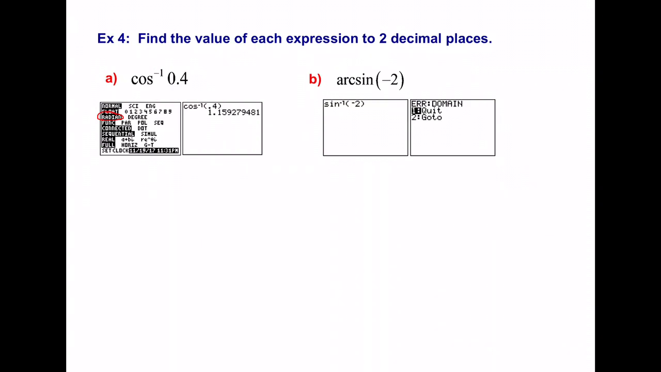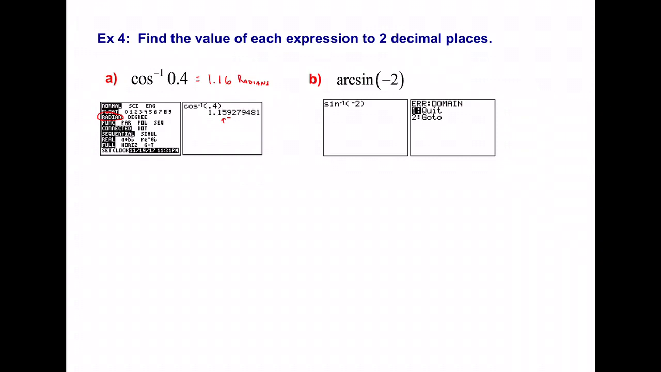1.159. So since this is a 9, the 5 gets rounded up to a 6 if we're rounding to the nearest hundredth, so this would be 1.16. And I don't necessarily need to write this, but this is in radians. That's 1.16 radians. When you look at the next one, you've got arc sine of negative 2.